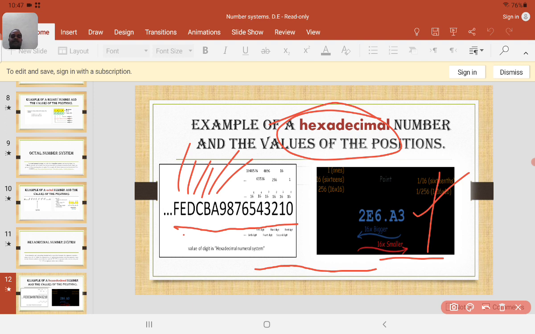The example given is 2E6.A3. Considering the dot as the hexadecimal point, the left side has the bigger powers of 16 and the right side has the smaller ones. The powers change as we move from right to left: at the hexadecimal point we have 0, 1, 2, and to the right side -1, -2, like that.